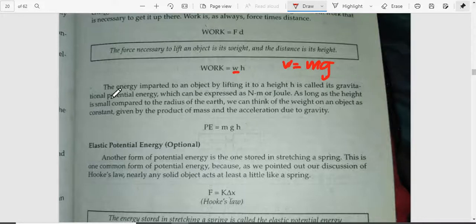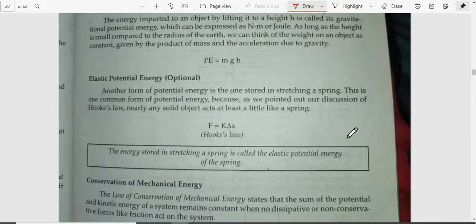So, the energy imparted upon an object by lifting it to its weight is called gravitational potential energy, which can be expressed in Newton-meters or joules. As long as the height is small compared to the radius of the earth, we can think of the weight of an object as constant, given by the product of the mass and the acceleration due to gravity. Therefore, potential energy is equal to mass times gravity times height.